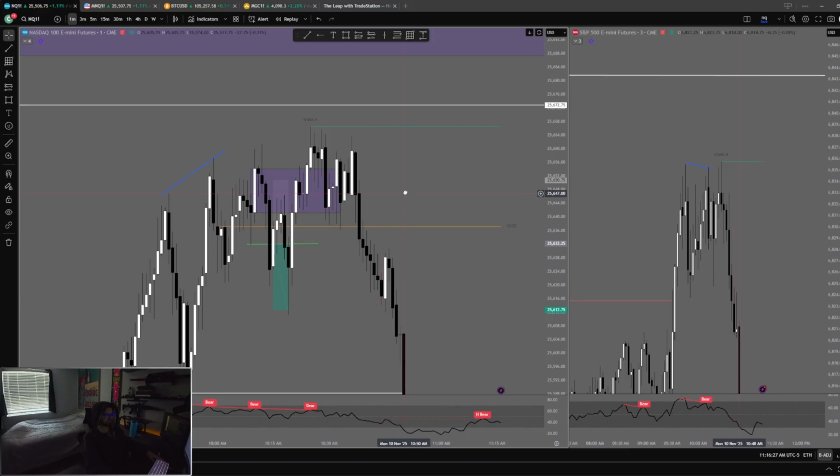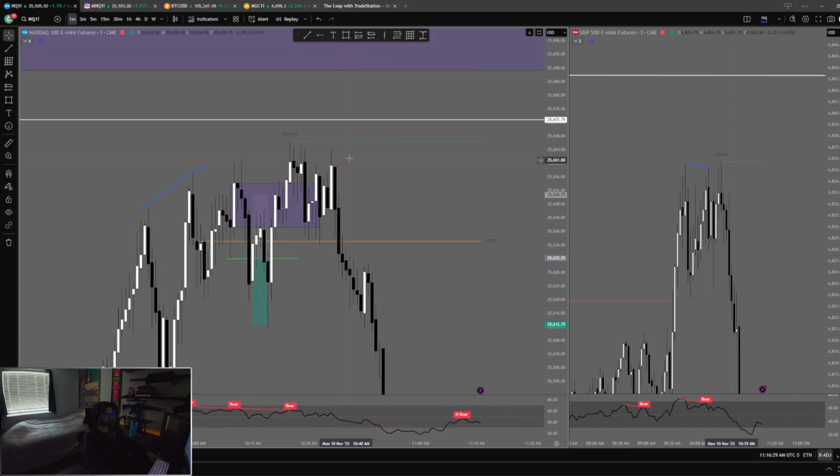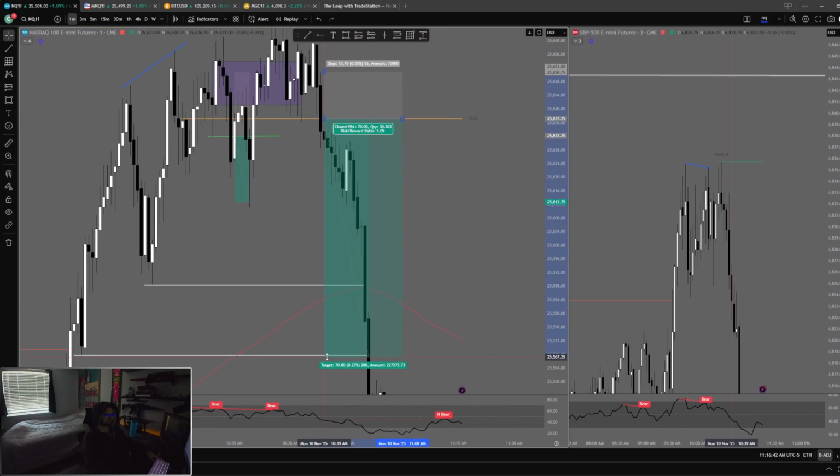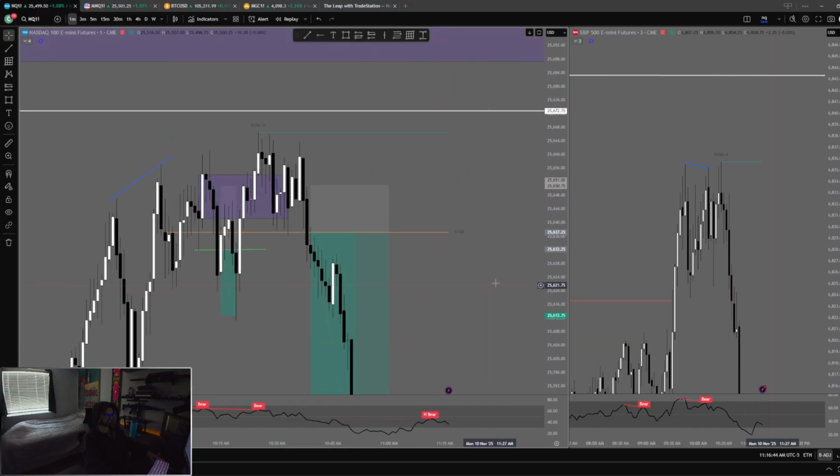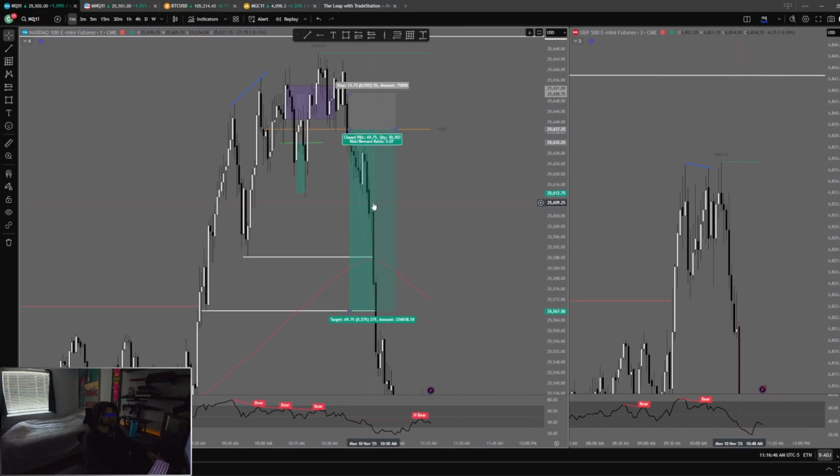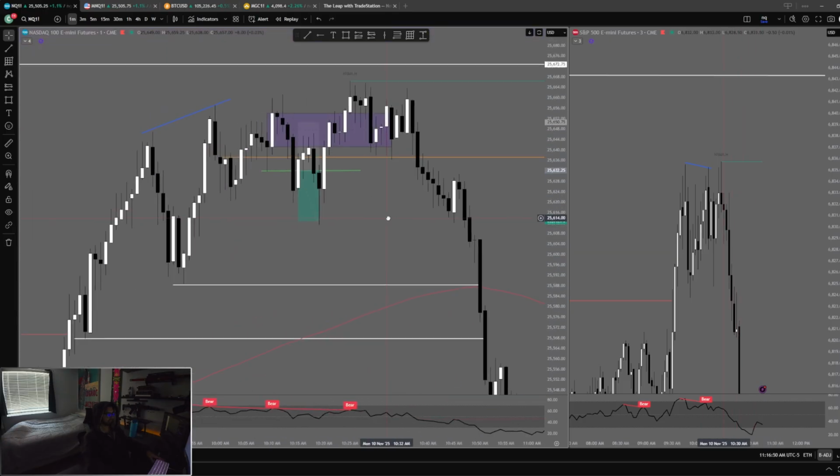But we could have entered off of something like this, where we saw the prominent close beneath this 10 a.m. open, and could have taken something like this off the retest with a stop like that, and then just targeted these initial take profit levels. But it is what it is. I was happy with what I made today.